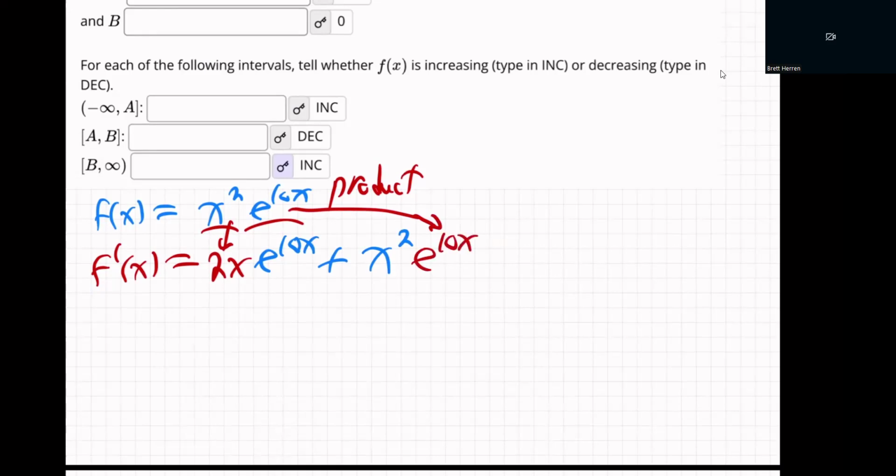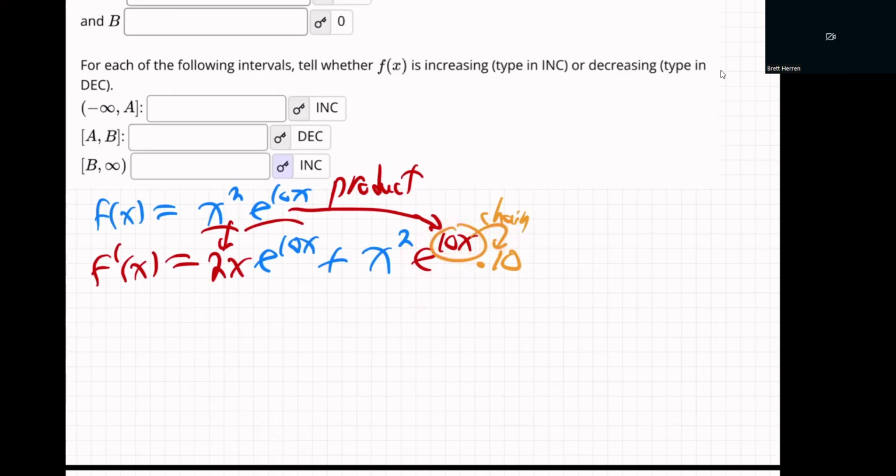He just stays the same. But since the inside is not a simple x, the chain rule says times the derivative of the inside, which is 10. Do you see that? So when you take the derivative of e to the 10x, he stays the same, keeping the inside the same at first. But because the inside is not a simple x, the chain rule says multiply by the derivative of the inside. The derivative of 10x is 10. So there's the derivative.